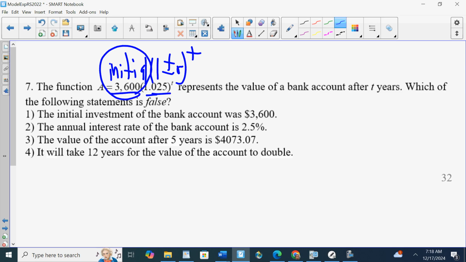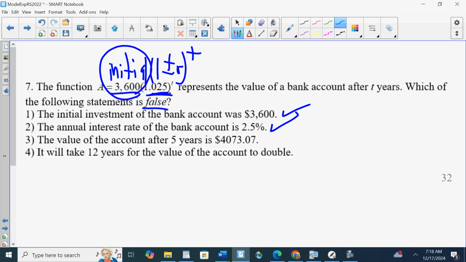I know it's increasing because it's more than 1. And since I'm adding 0.025, I know that's 2.5%, which is false. The initial investment was 3,600, correct. The initial or principal is what's in front of the parentheses. The annual interest rate is 2.5%. Yes. Since I'm adding 0.025, that's 2.5%.